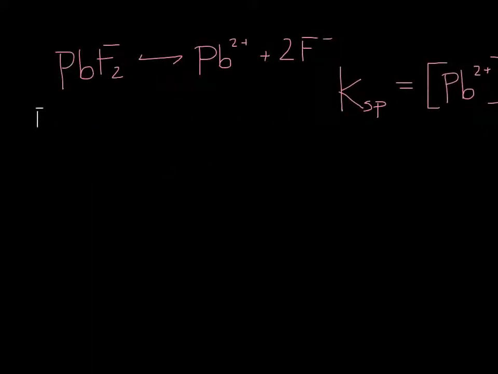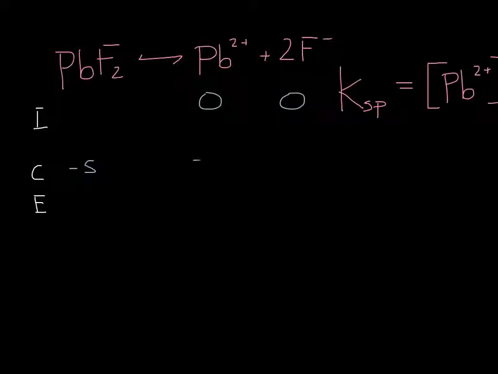And we can put our little ICE table underneath these guys. So initially we're going to have 0 lead and 0 fluoride. So this is when we first drop the solid in there. It hasn't had time to dissolve, but then a change is going to happen. And so our lead fluoride is actually going to dissolve, so it's going to disappear by, we'll say, S amount. So instead of X, we'll use S.